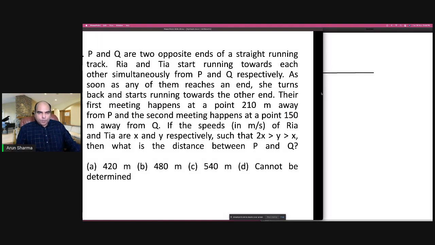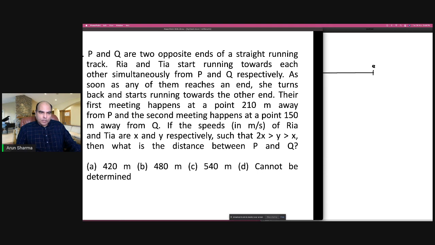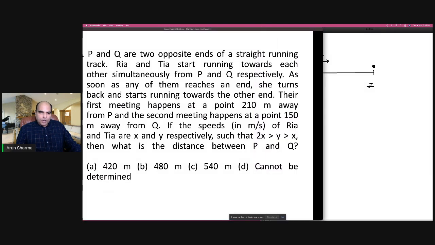So P and Q are two opposite ends of a straight running track. Okay, that's done. Ria and Tia start running towards each other simultaneously from P and Q respectively. So Ria is running from P and Tia is running from Q. They start at the same time. As soon as any of them reaches an end, she turns back and starts running towards the other end.